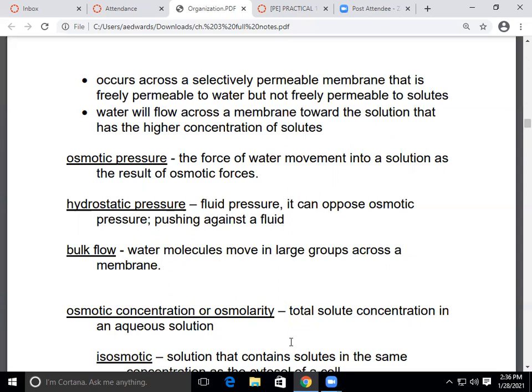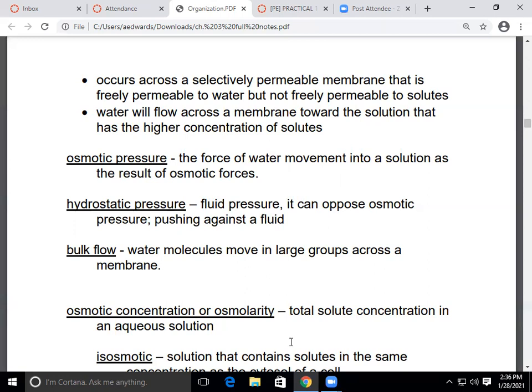Now, this leads to things called osmotic pressure and hydrostatic pressure. So osmotic pressure is the force of that movement of the water that's going into the solution as a result of your osmotic forces. Okay, so that's a lot of fancy terms for force related to osmosis. Okay, so force related to the diffusion of water.